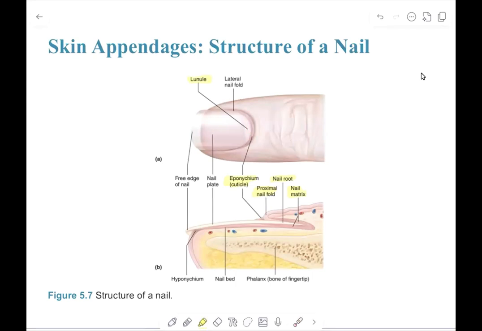Then there's the lateral nail fold, the nail plate itself, and then the free edge of the nail. The area where sometimes we get dirt underneath our nail is called the hyponychium. And underneath that would be the nail bed.